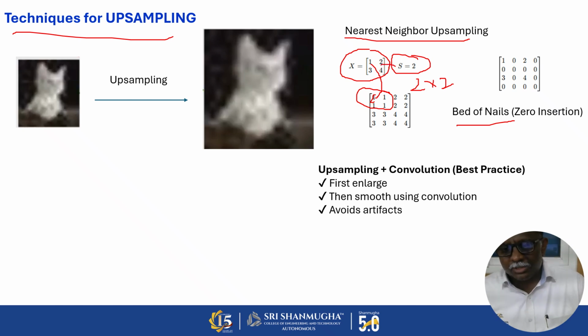For the second element, we are again doing a scaling factor of 2 cross 2, and we end up with 2, 2, so again 4 elements. Finally, we have increased the size of the image by repeating the values. In bed of nails, we have zero insertion, and instead of putting the values, we put zero values. That is one way of going for upsampling.